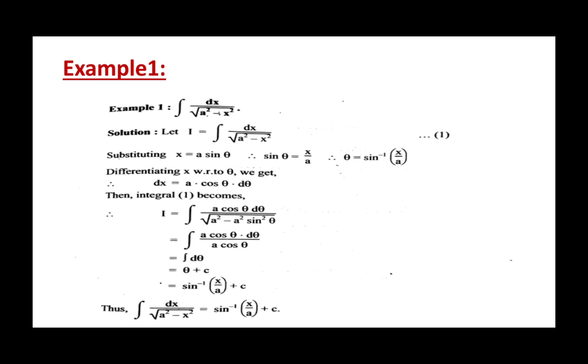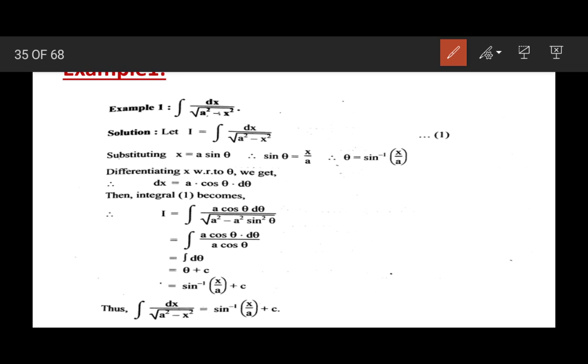So now let's see the example. The first example is: evaluate the integral dx upon root of a square minus x square. As you can see here, it is root of a square minus x square. So in that case either we have to substitute x as a sin theta or x as a cos theta. Here I am substituting x as a sin theta.